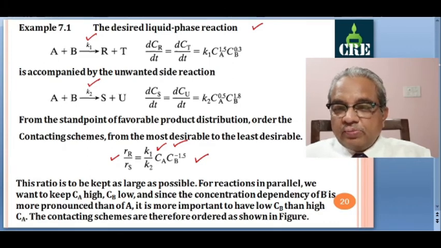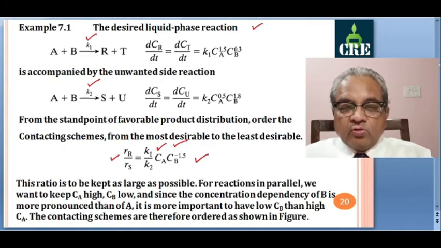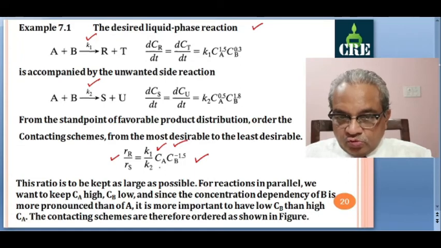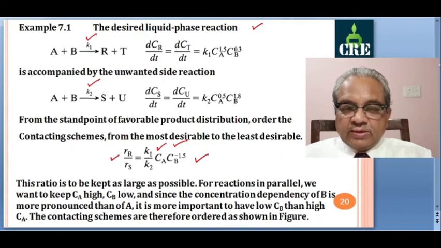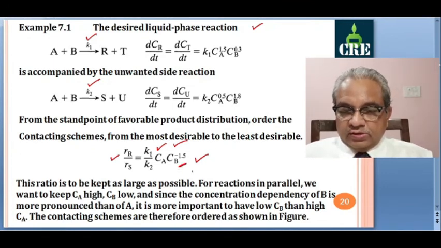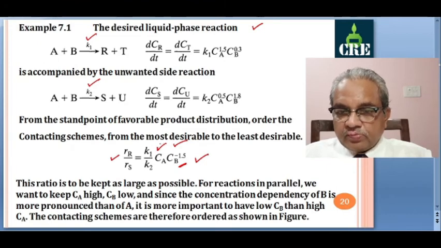And since the concentration dependency of B is more pronounced than A, this is more because this is 1 and this is minus 1.5. So it will go in the denominator. So this is to be kept as low as possible. This is to be kept as high as possible. It is more important to have low Cb than high Ca because this is more dominating term. So lowering the concentration of B is more important than maintaining this high. This is in terms of relative degrees, qualitative.